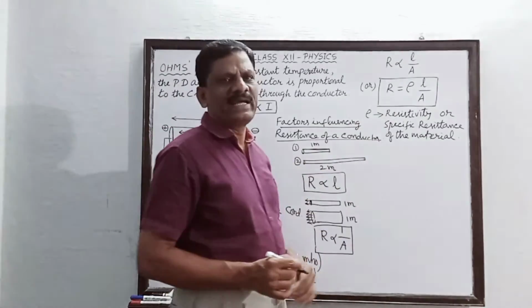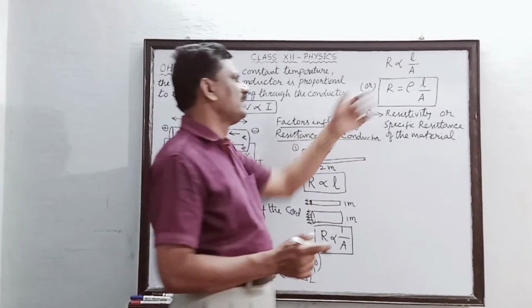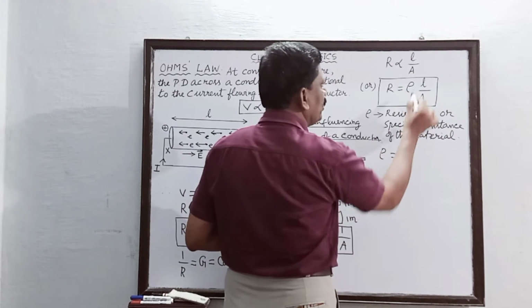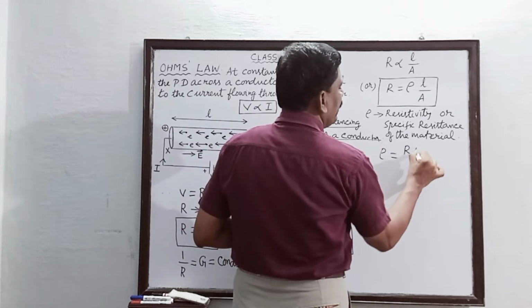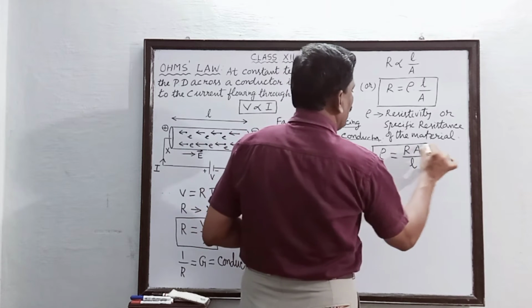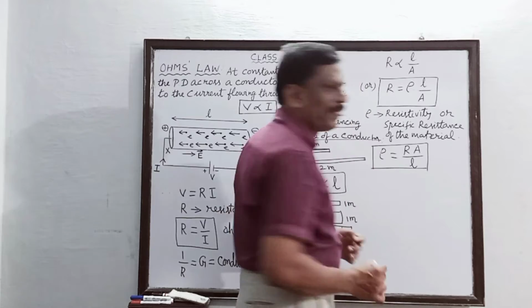So if I write an expression for the specific resistance, rho, rearranging this, we get an expression for rho equal to what? R into A divided by L. So rho = R A / L.